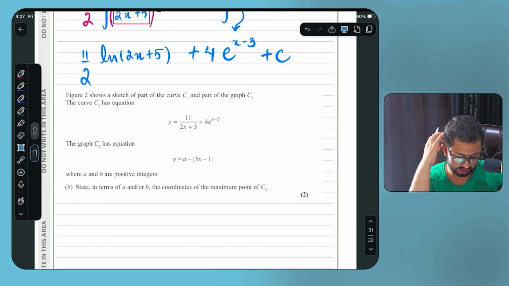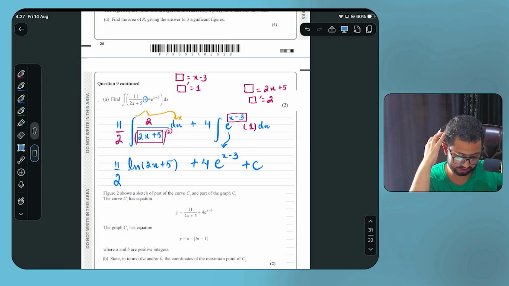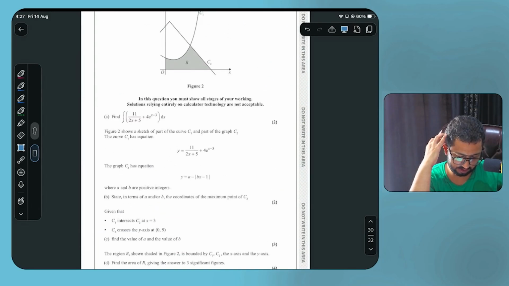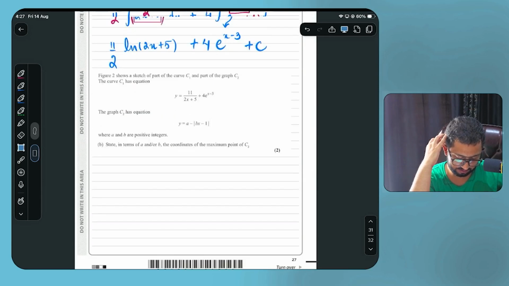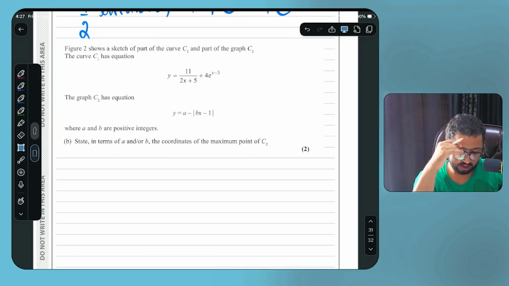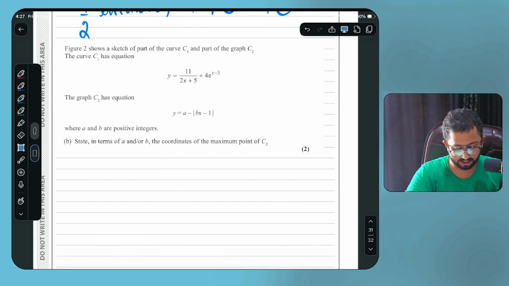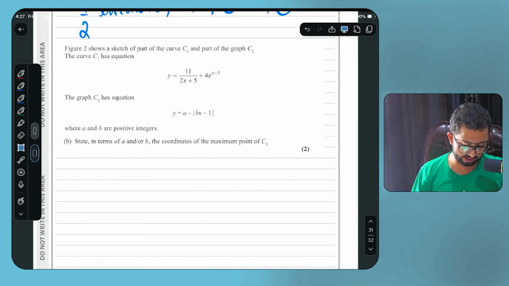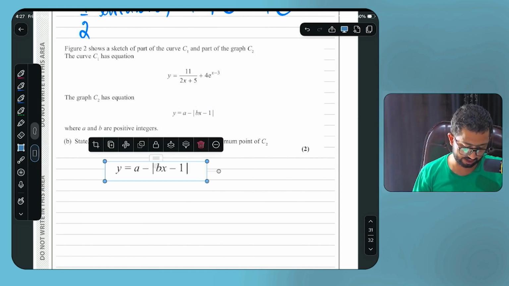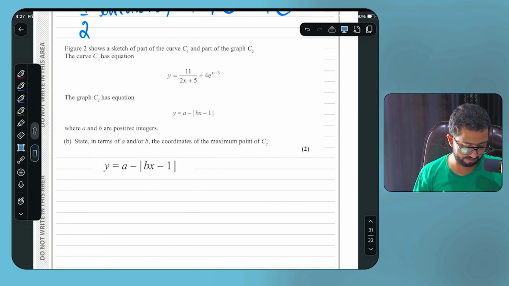Figure 2, okay. The graph C1 has equation, and the graph C2 has equation. A and B are positive integers. State in terms of A and B the coordinates of the maximum point of C2. The C2 curve is this. I want to find the maximum point.